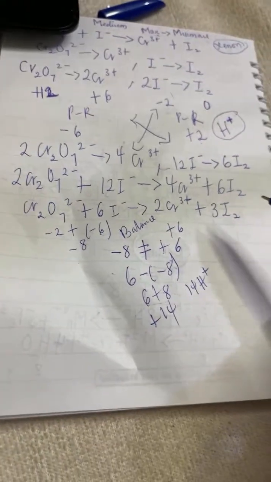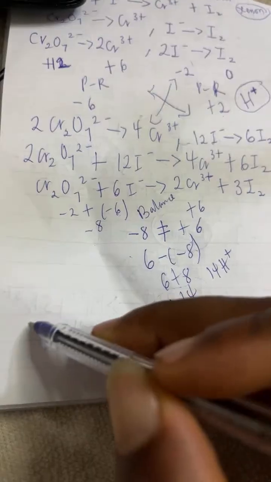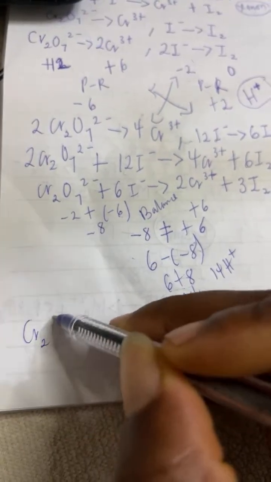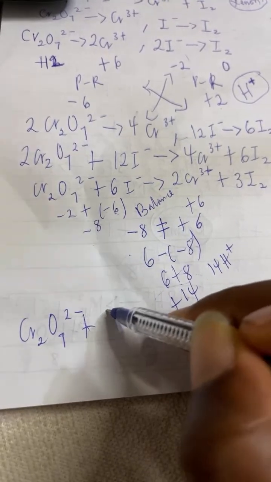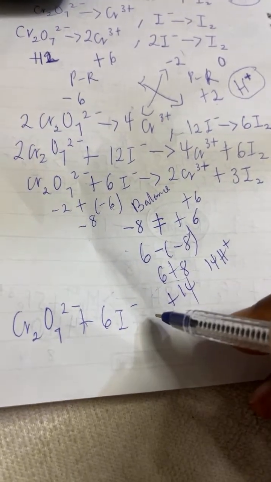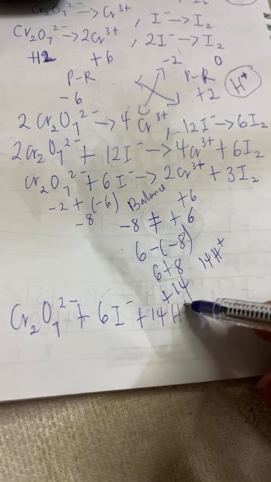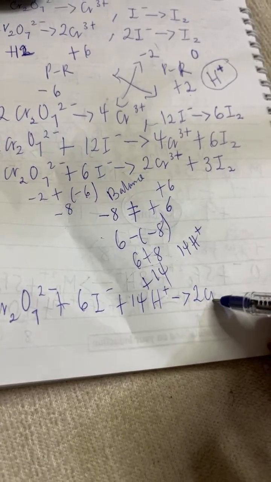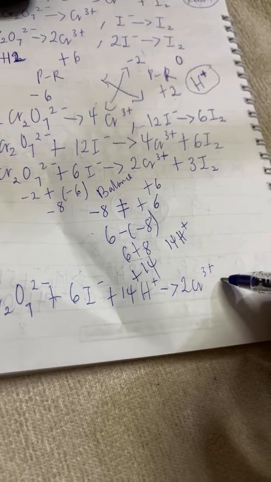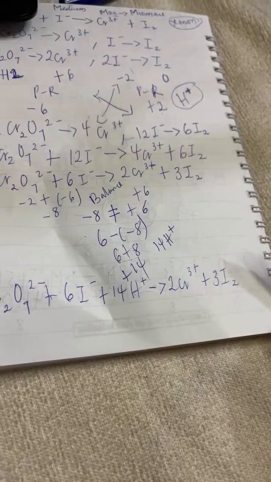So what was at our reactant side? Cr2O7 2 minus plus 6I minus plus 14 hydrogen ion to give us what? 2Cr3 plus plus 3I2. I think that's all now.